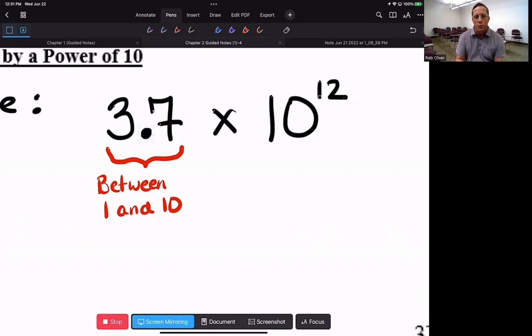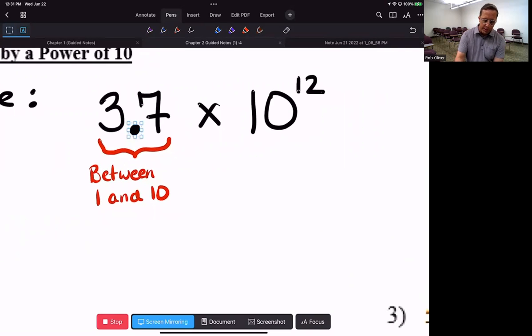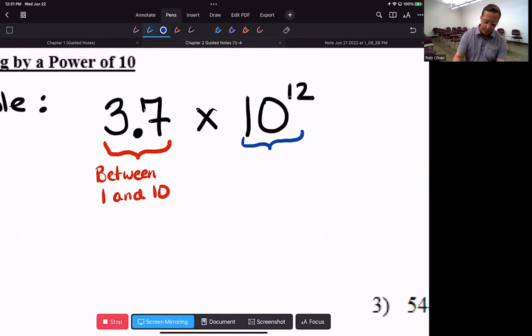So when we put something in scientific notation, this front number, this first value, this factor, has to be a value between 1 and 10. It can also equal 1. It could be 1.0, but it cannot be 10. But it's got to be between 1 and 10. All right, now this other number right here, your power of 10, is telling you how far to move the decimal.